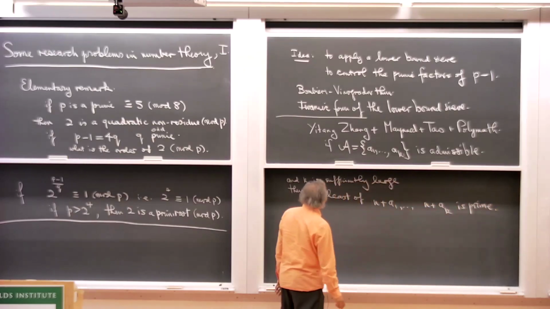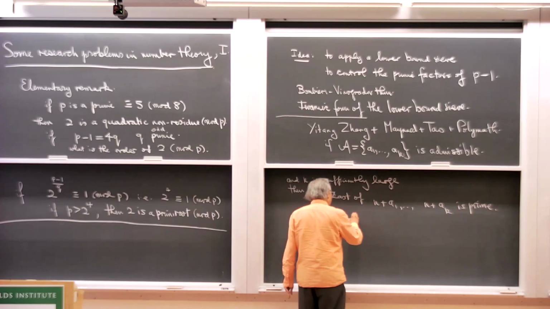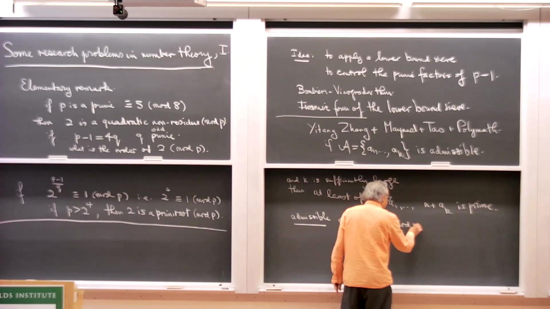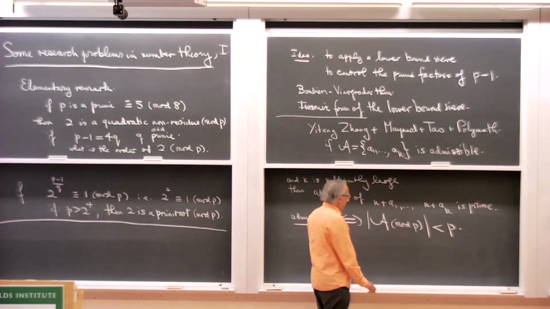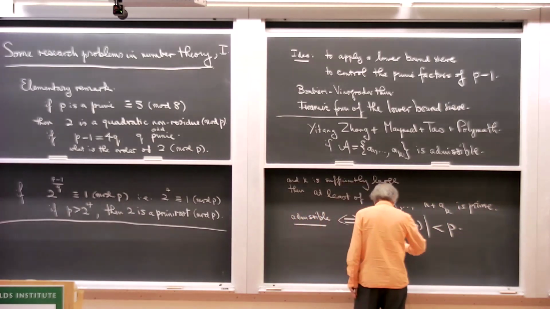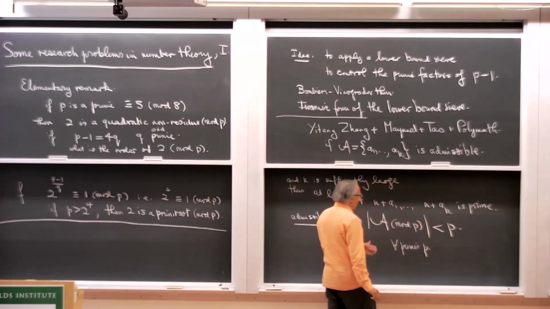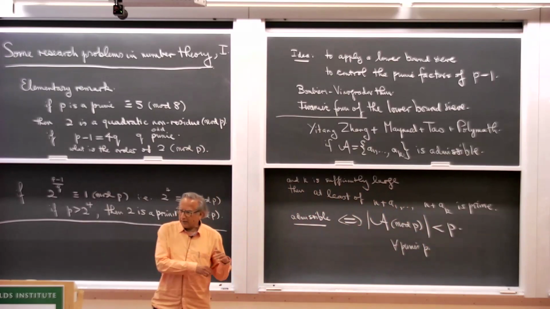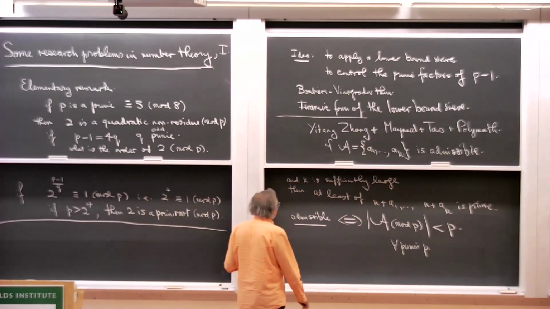The definition of admissibility is that the image of the set A mod P, the cardinality of this, should be strictly less than P for all primes P. So that's a necessary condition for representability by primes, and it turns out it should be sufficient. That's the conjecture for any admissible set.